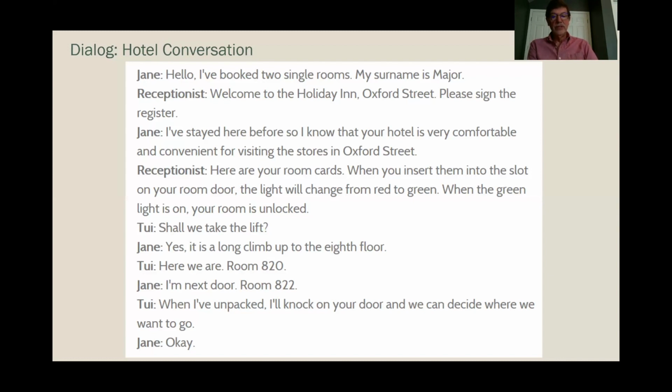Tweed: Please. Shall we take the lift? Jane: Yes. There's a long climb to the roof floor. Tweed: Here we are, room 820. Jane: I am next door, room 822. Tweed: When I've unpacked, I'll knock on your door and we can decide where we want to go. Jane: Okay.